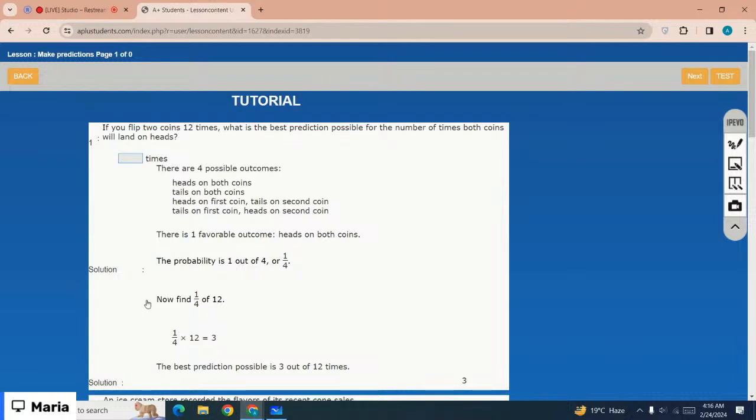If you flip two coins 12 times, what is the best prediction possible for the number of times both coins will land on head, right? So when you flip two coins, you have four outcomes. Both coins head, tails on both coins, the first one head and the second one tail, or the first one tail and the second one head, right? So there are a total of four outcomes for the two coins.